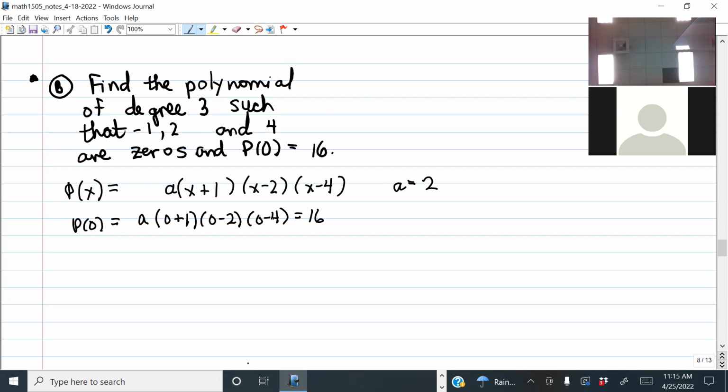So when we calculate it this way, the calculation is supposed to be 16. When you multiply A times these parentheses, you end up with 8A is equal to 16, and then just divide both sides by 2. So that's how you find that A is equal to 2. Okay.